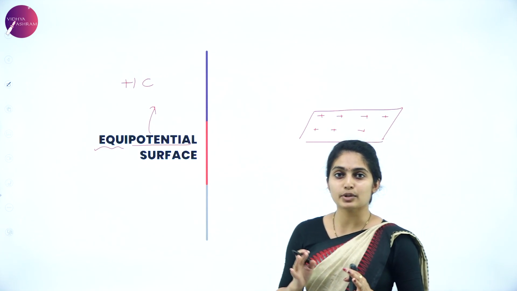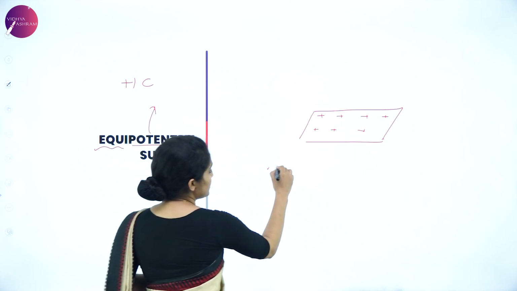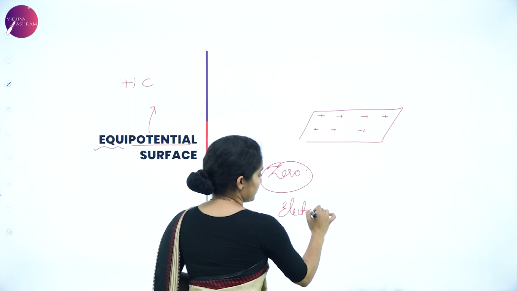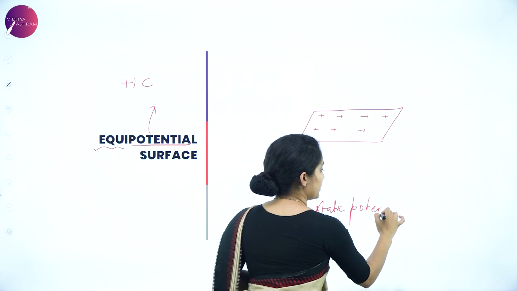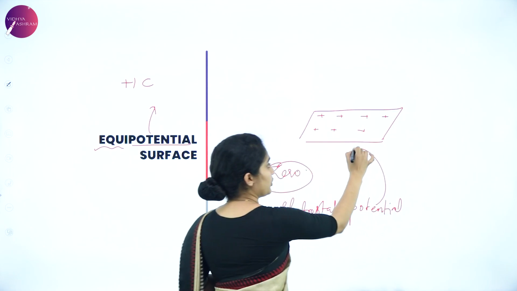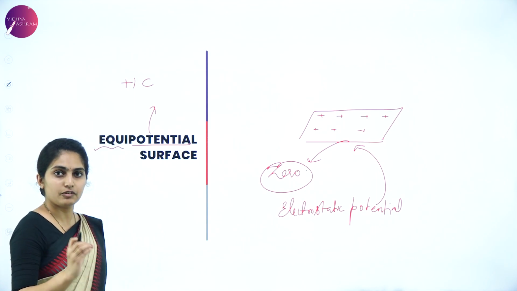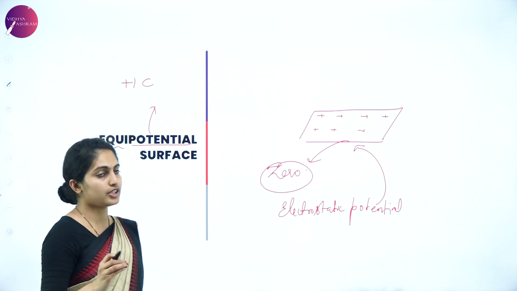And the electrostatic potential on the equipotential surface is said to be 0. So that's all about your equipotential surface. Before that, you have to know what is potential difference and potential.